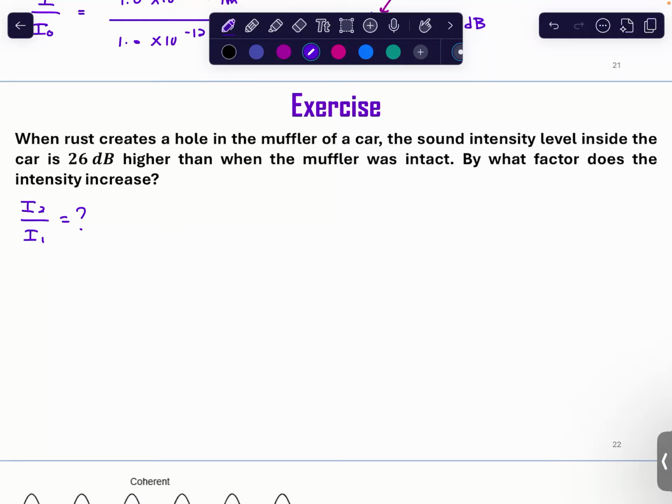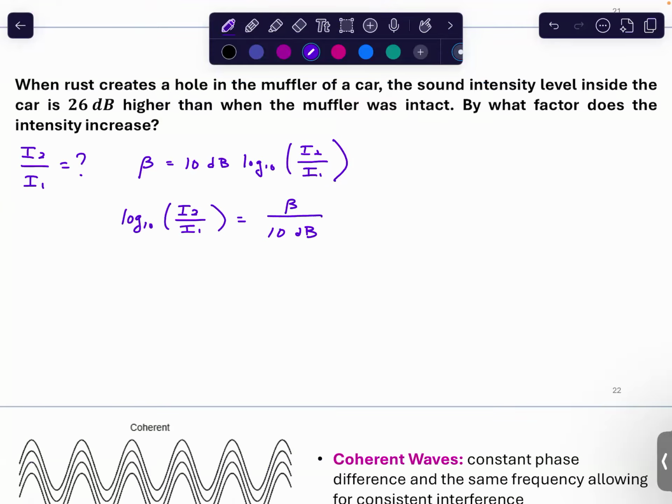Okay, so let's start with beta, our decibels, equals 10 log base 10 of I2 over I1. So then we solve. Now, how do I get rid of that log? If the reverse of the natural log is the exponential, yep, well, kind of. That's how you reverse a logarithm.